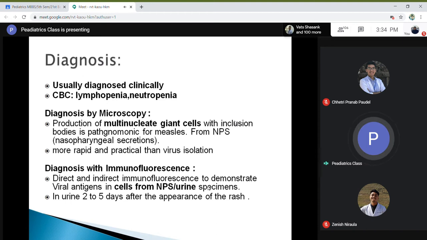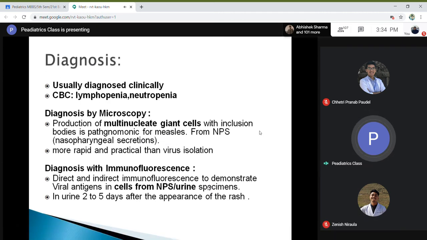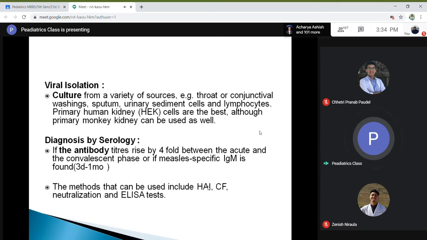Another method you can apply is direct or indirect immunofluorescence to demonstrate viral antigens in cells from the nasopharyngeal secretions, urine, or throat. In urine, it is detectable 2 to 5 days after the appearance of the rash. So when to collect the urine? Within 2 to 5 days of the onset of the rash, not after 10 days.